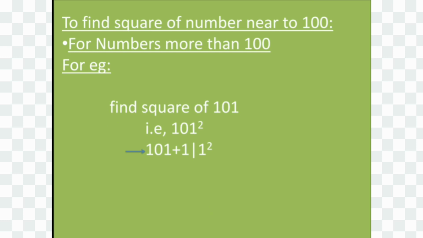101 plus 1 we are doing, and aside we are writing 1 square. So 101 plus 1 is 102 and 1 square is 1. But in order to write it in 2-digit form, we are writing as 01. So the answer is 10201. See how simple it is. So we can square any number near to 100 very easily within just 3 seconds. So only a minimum practice is required to do these type of tricks.